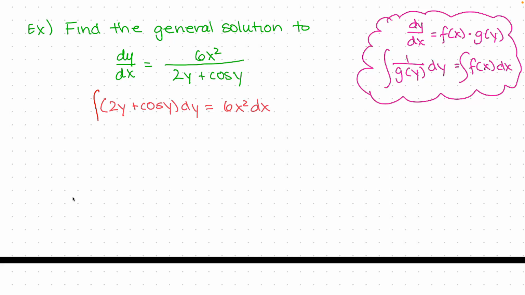And then we can integrate both sides. It's like magic. So we'll get y squared plus sine y plus c equals 2x cubed, plus c. But wait a minute.